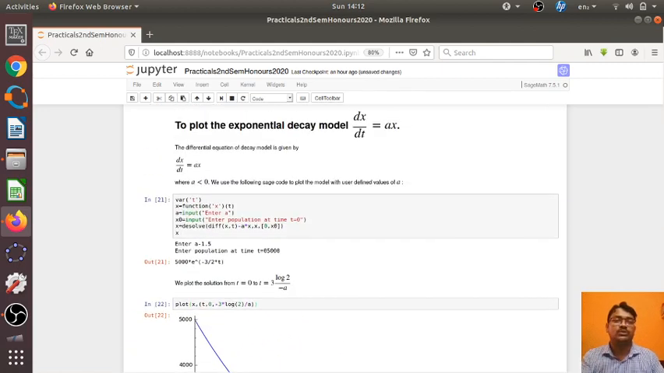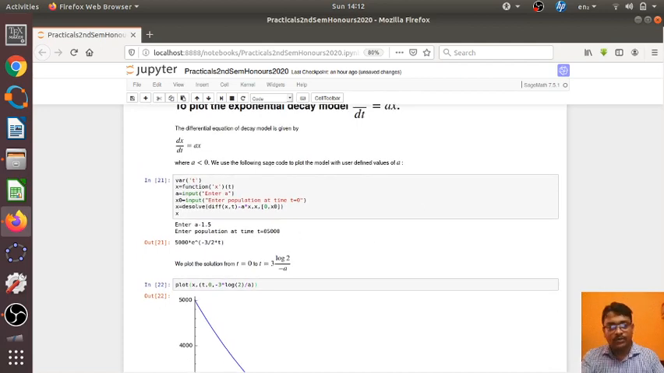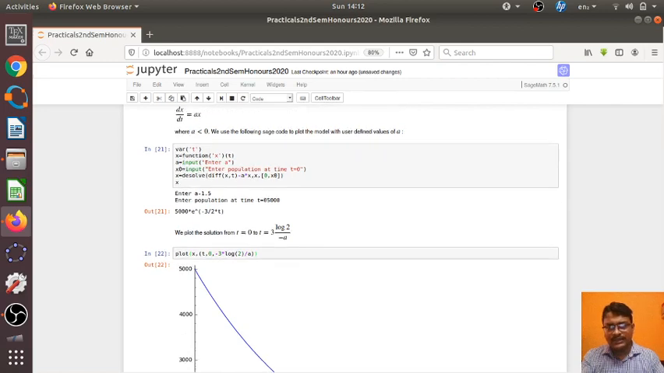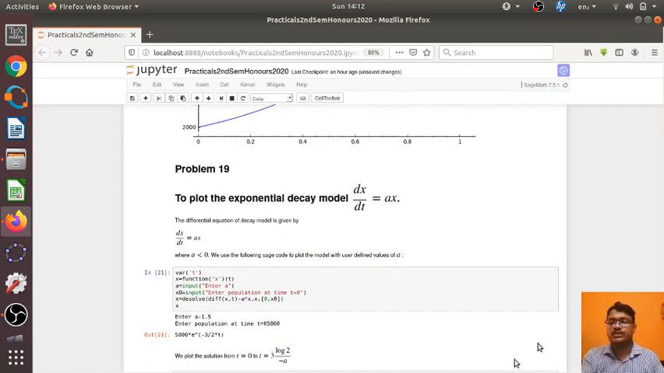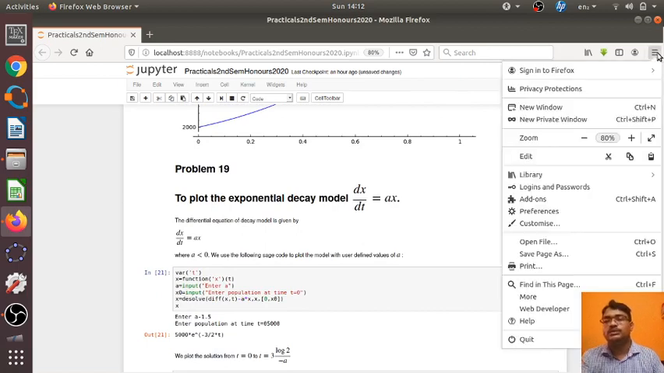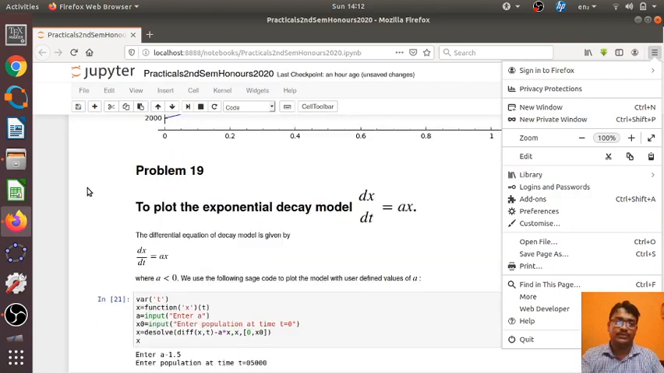So these are the practicals for today. We will also do a few more, I think around three or four more problems, that we will plot using SageMath. Then your course for this semester will be over.